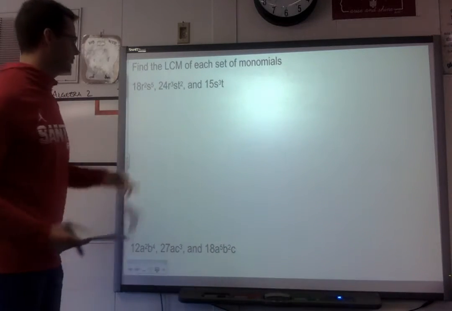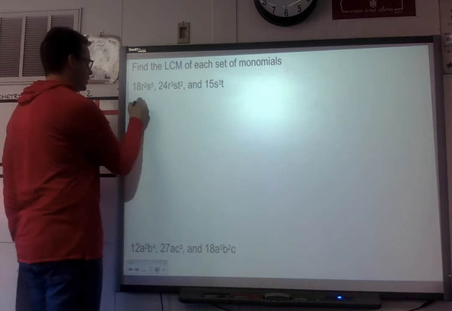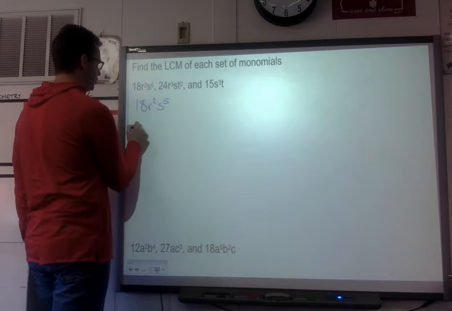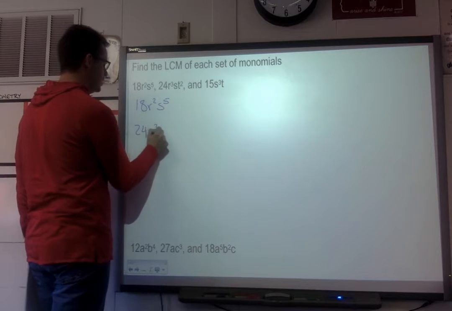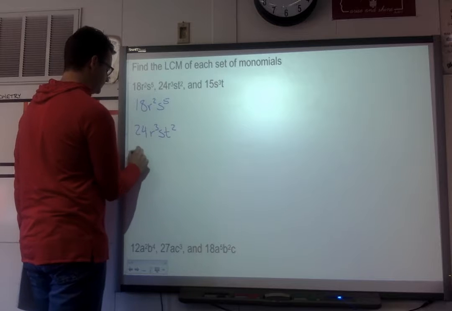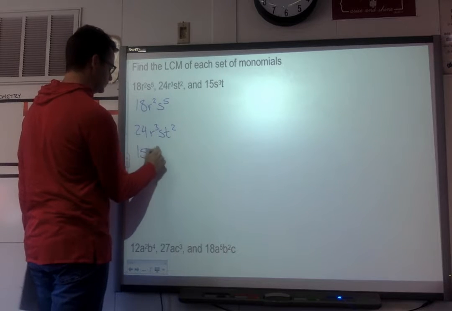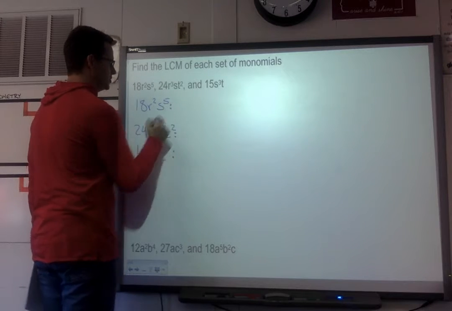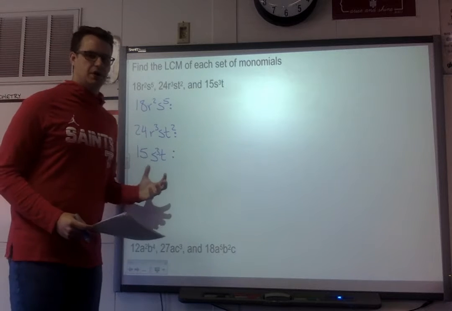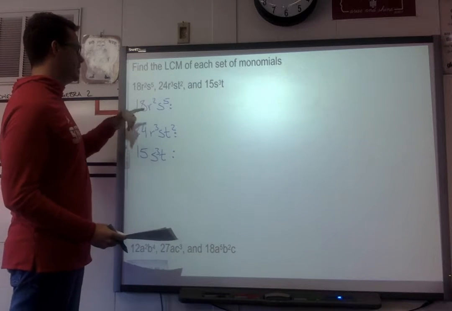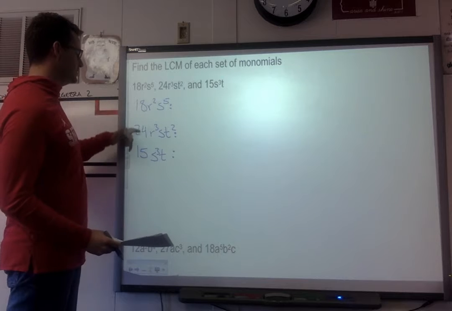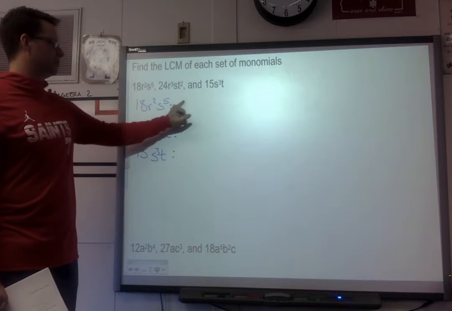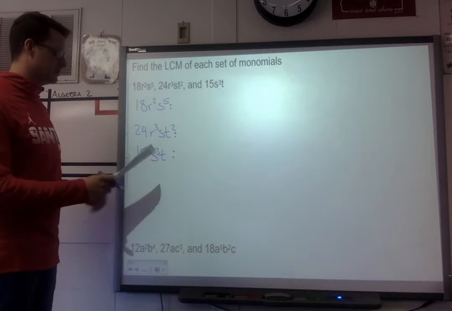So what we want to do in order to find the least common multiple of a set of monomials is first, I'm going to write each of my monomials vertically here. And again, just a reminder, the least common multiple is the smallest number or the smallest monomial that each of these three will factor into. So the first thing we want to do is write out the prime factorization of each of these monomials.